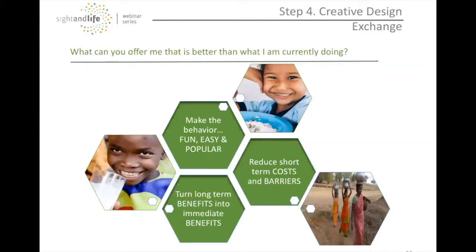The first step in the BCC creative design process is to ask yourself, what can you offer your target audience that's better than what they're currently doing? This is what we call the exchange analysis, which you conduct as the result of your client research in step 3. But we bring this up here because you will be designing your strategy around the exchange.